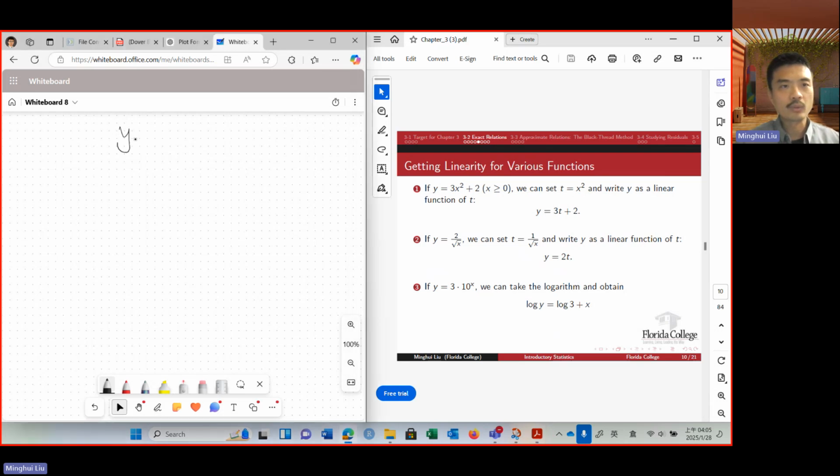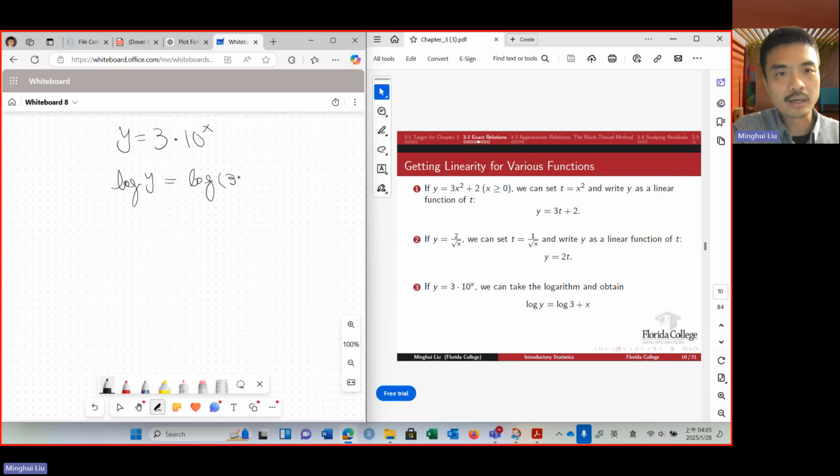If y equals 3 times 10 to the power of x, this is the relation between y and x. What we can do is take the common logarithm, the base 10 logarithm. I'm using the notation log y to refer to the base 10 logarithm. This is different from how log is defined in R.